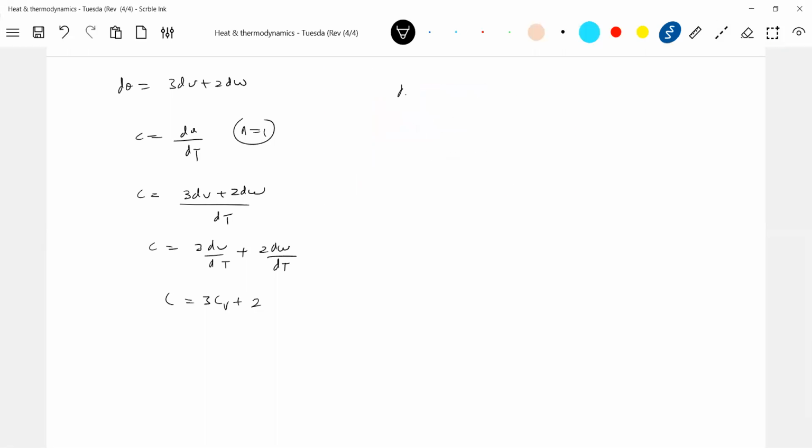I'll equate this. We know the first law of thermodynamics. Will you agree? Let me equate these two. So dq is equal to du plus dw, which equals 3 du plus 2 dw. So this will cancel out.